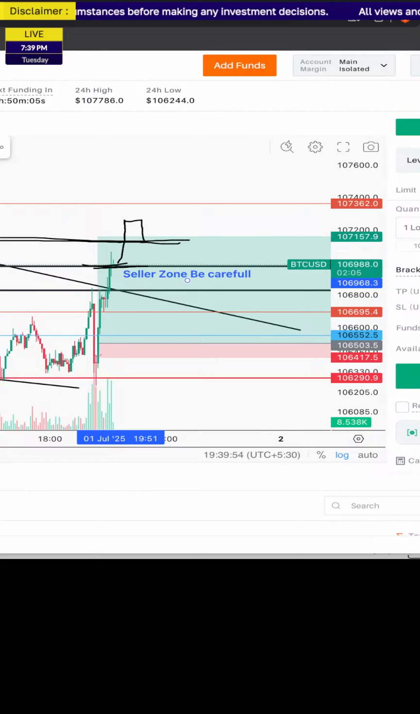Rest of the market, what I'm seeing, Dow Jones has come kind of to the resistance. Nasdaq and all is in an indecision zone.